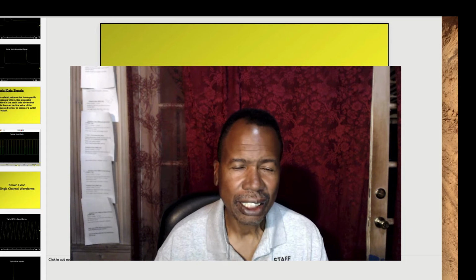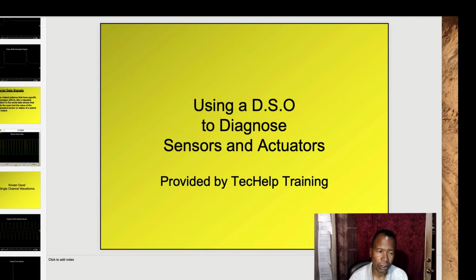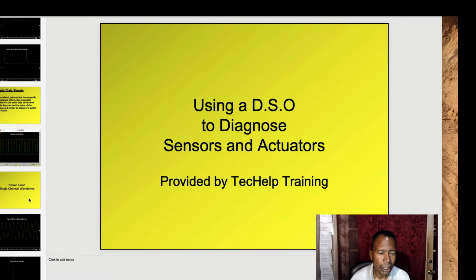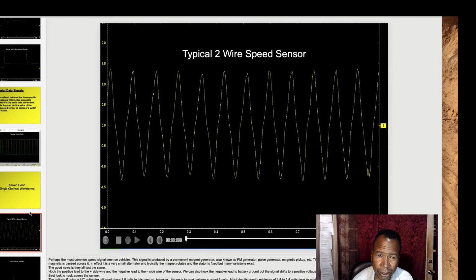This is a how to use a lab scope training. Now we're going to talk about known good waveforms. Okay, so welcome to the class, so let's get to it. We're going to talk about known good waveforms on a single channel lab scope.